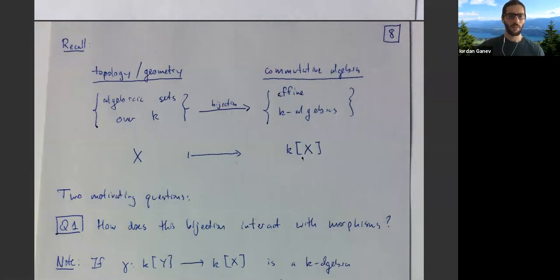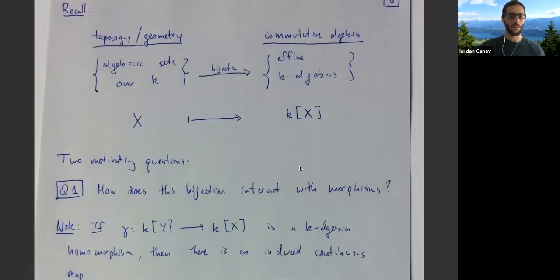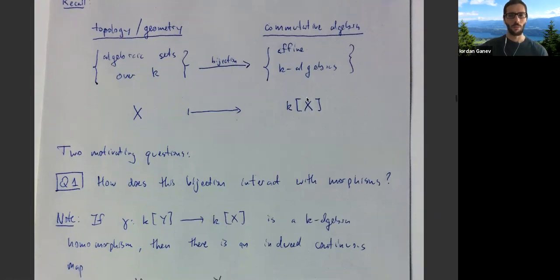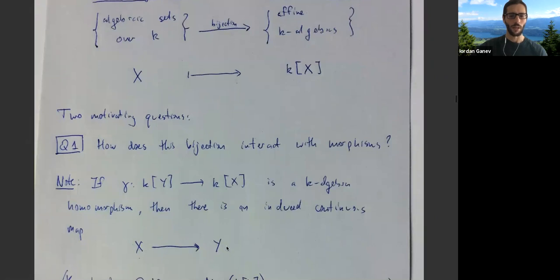And we haven't said anything about morphisms. So one motivating question is, how does this bijection interact with morphisms? If we have a morphism between K-algebras, that's a K-algebra homomorphism, then we see that we get an induced continuous map from X to Y. So it's reversed. Here we go from K[Y] to K[X]. Here we go from X to Y.